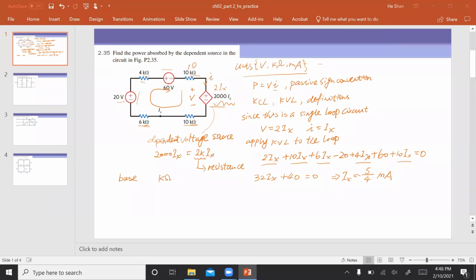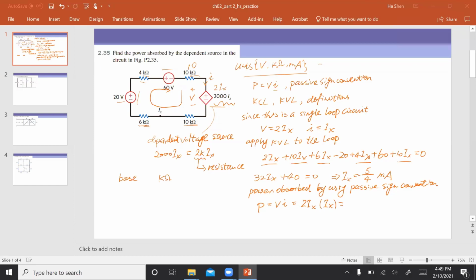My bad. Okay. So now we find the current, then we can calculate the power absorbed by using the passive sign convention. The power P is equal to V times I. And V we already know is 2Ix. And the current is Ix.